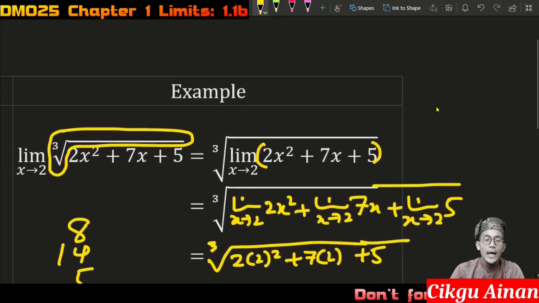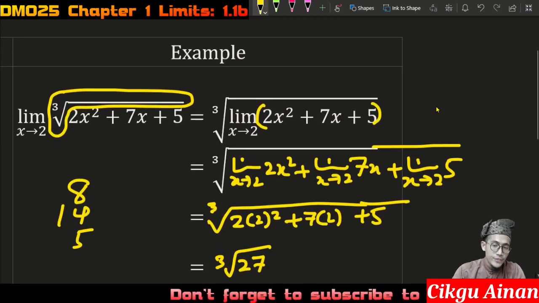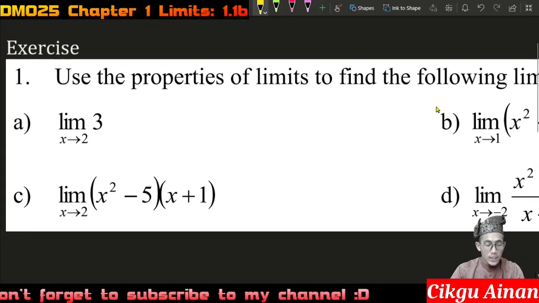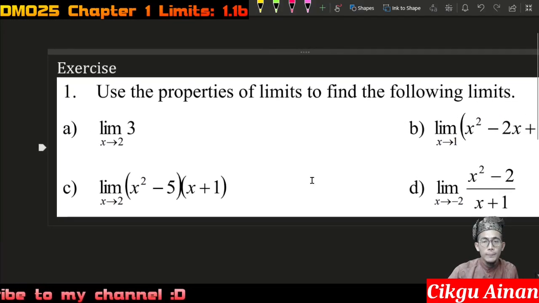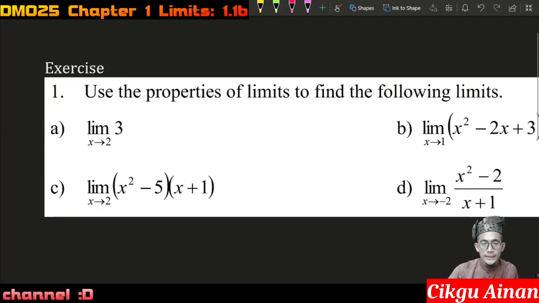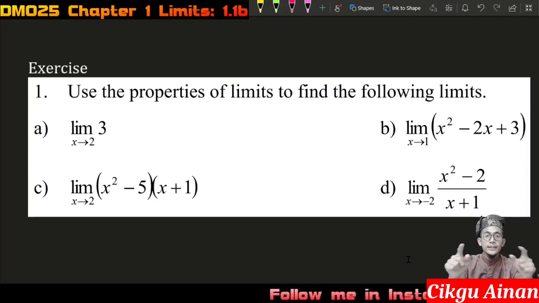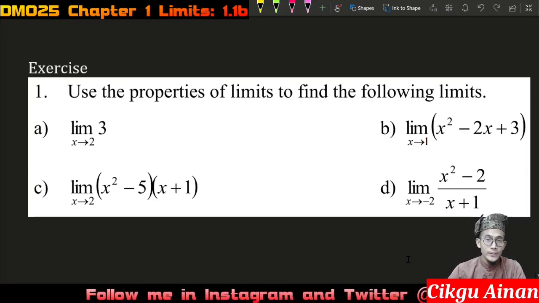So, I think that's all from this video. I hope it's beneficial. To practice what you have learned, please do these exercises. Let me zoom it out a little bit. Okay, I think that's fine. You can pause the video and take a screenshot of this exercise to do it by yourself.